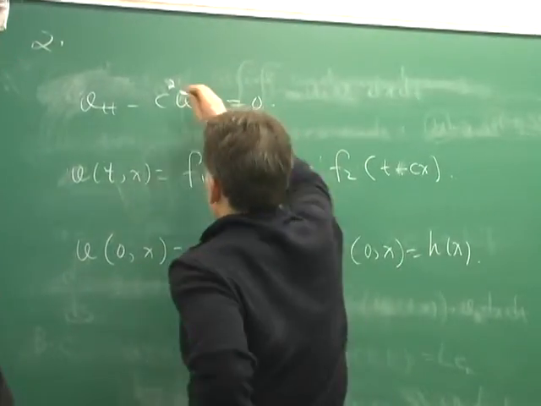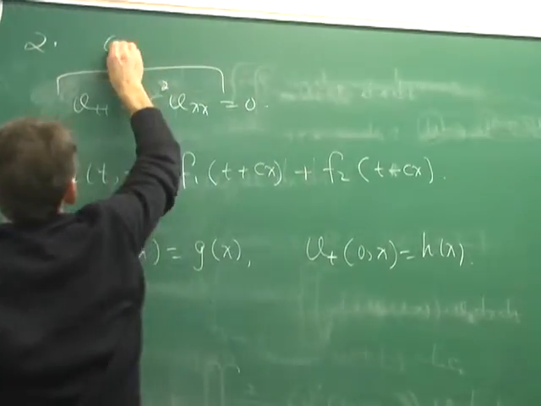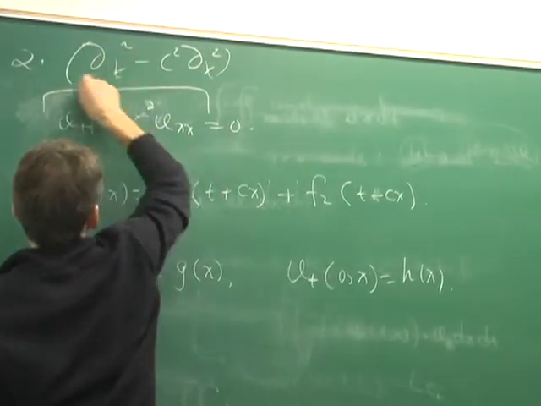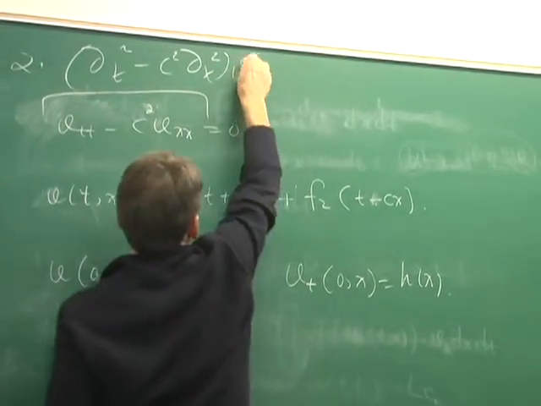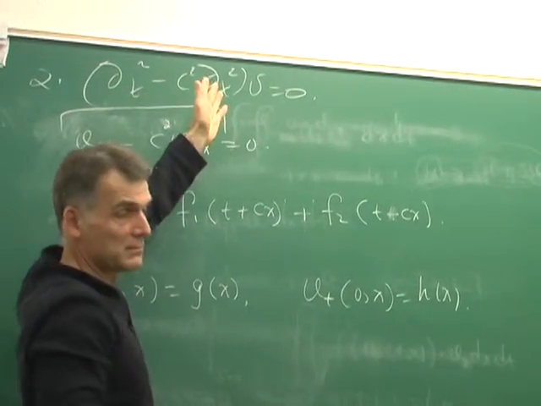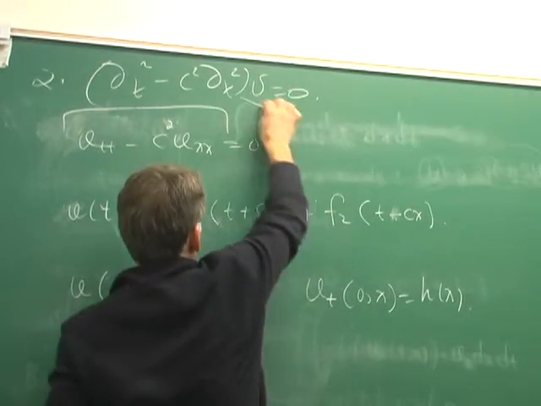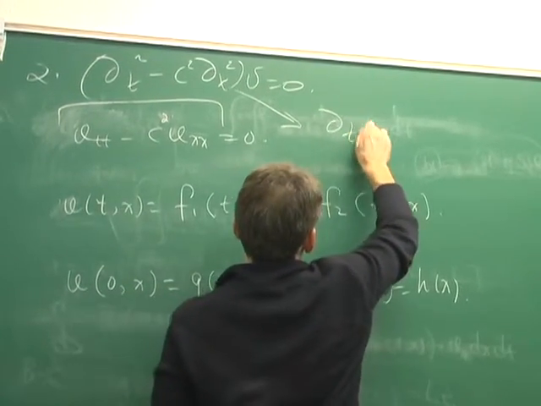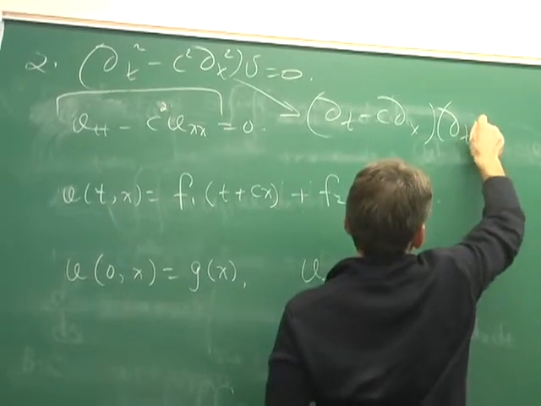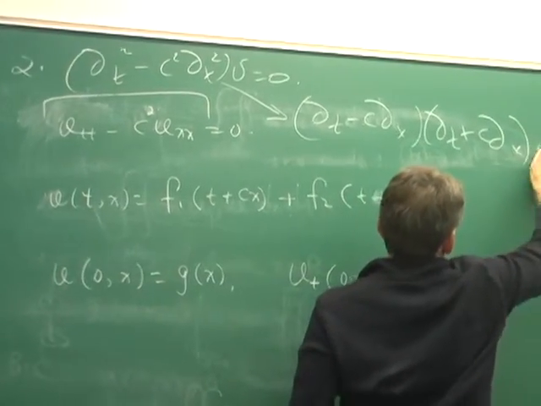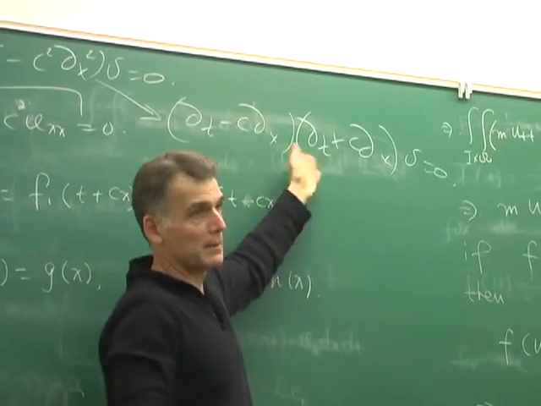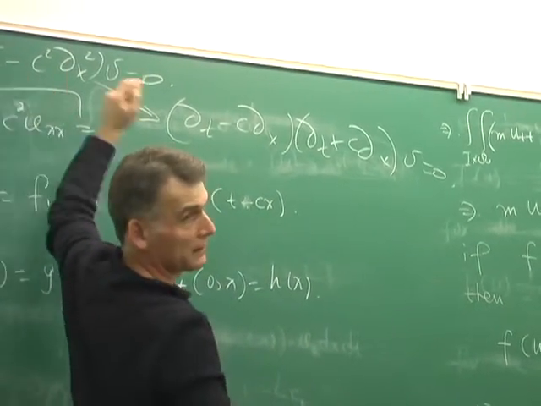This equation is dt squared minus c squared dx squared. That's the wave operator, making it equal to 0, right? It's a difference of squares, so this operator can be written as dt minus c dx times dt plus c dx. And you just multiply it and you'll see that it's equal to that.